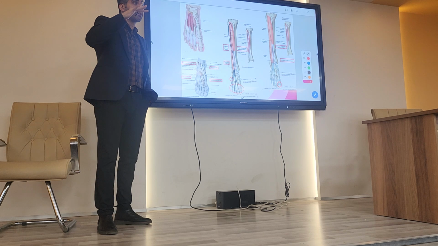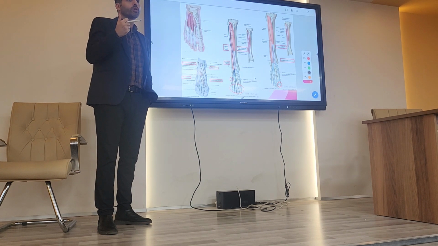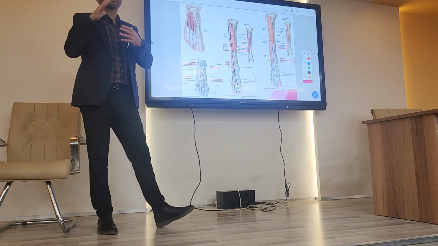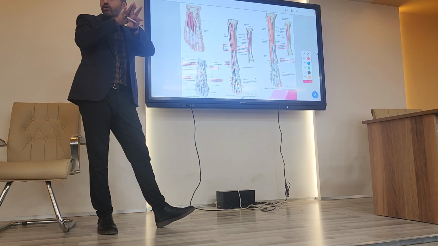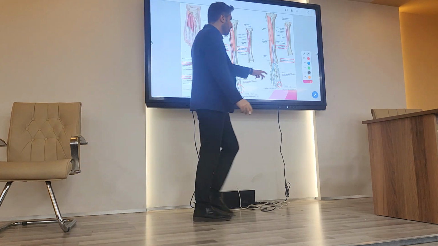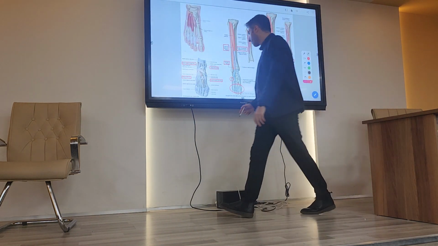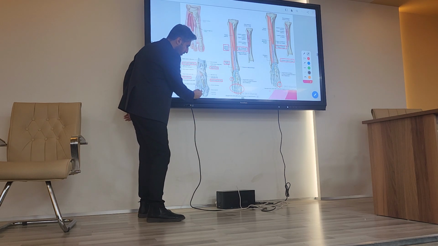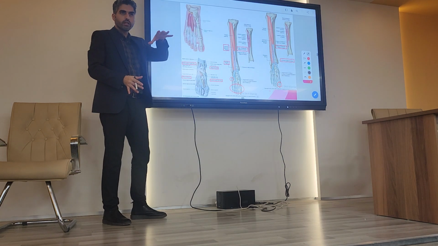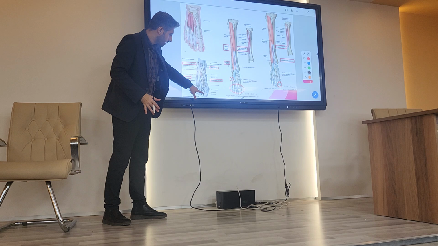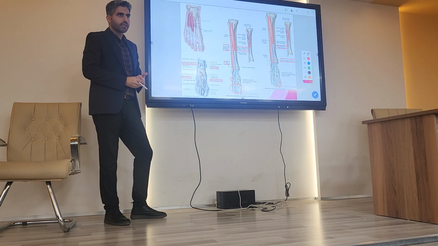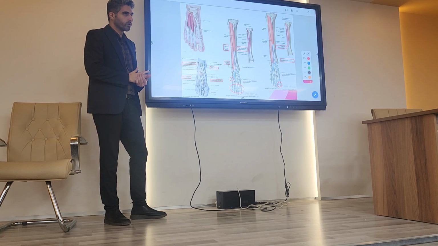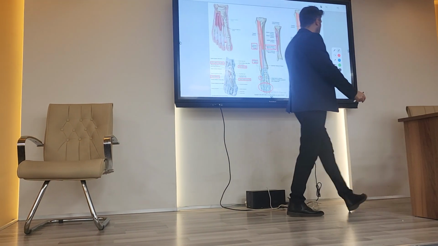How do they attach to the phalanges? I told you, like the upper limb, we have extensor expansion. It's a very wide tendon attached to the middle and distal phalanges. Here again we have this. Look at the picture. This is the extensor expansion. It's wide in shape, attached to the middle phalanx and distal phalanx. This is the second muscle, extensor digitorum longus.